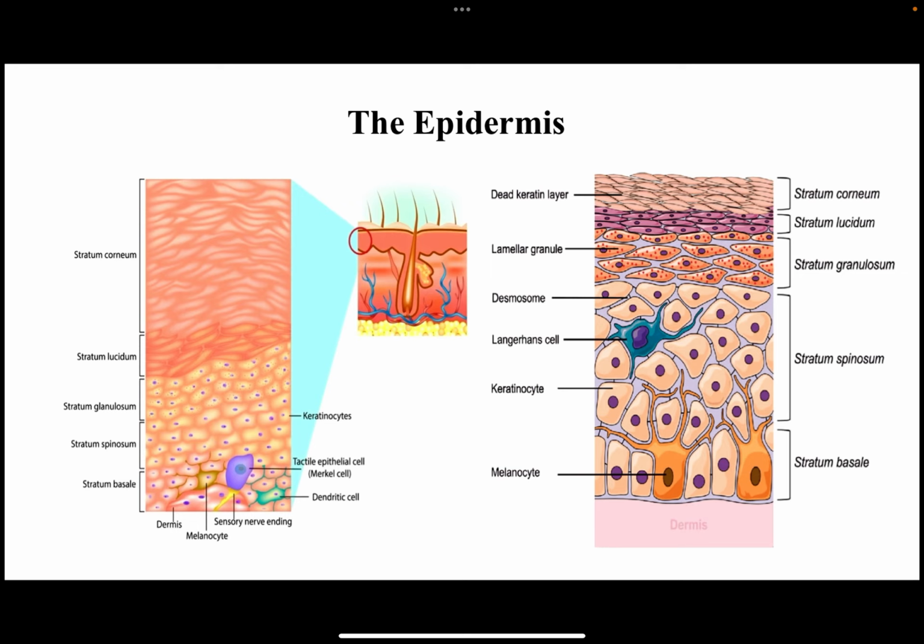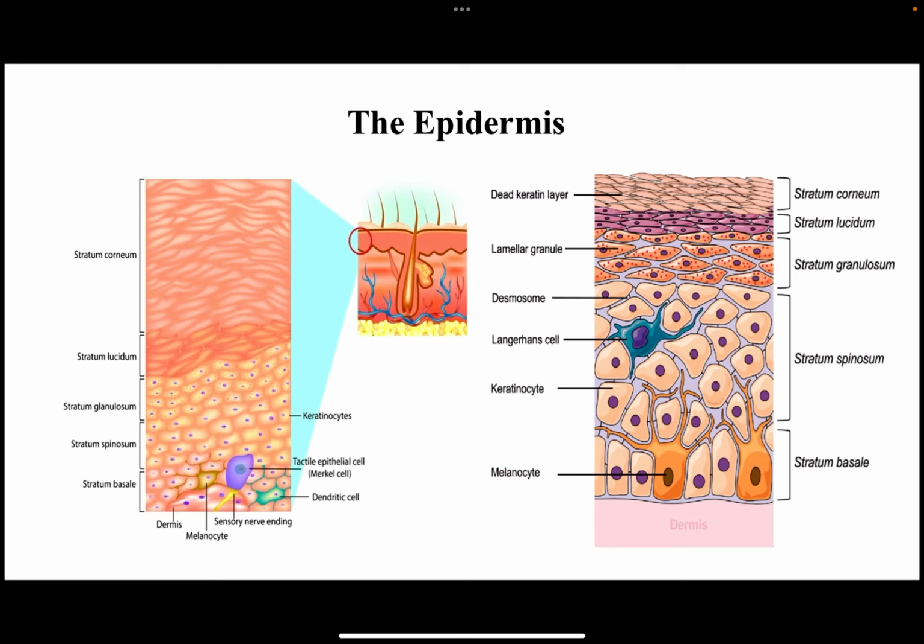Then we have the dendritic cells. The dendritic cells are also located within the stratum basale. They are also called the Langerhans cells. Is that okay? So we have some of them in the stratum basale. Some of them are also within the stratum spinosum, but they are mostly found in the stratum spinosum. And they are more like immune cells.